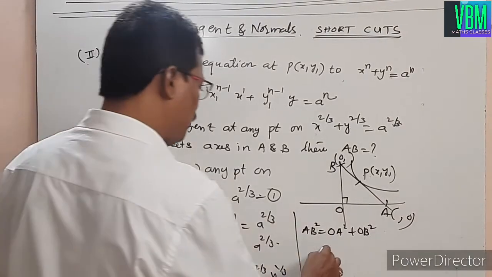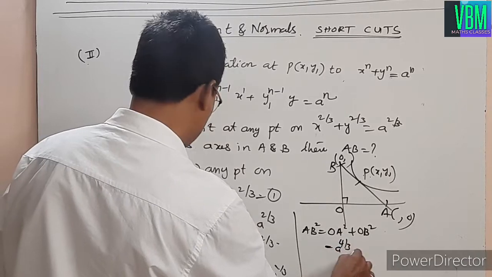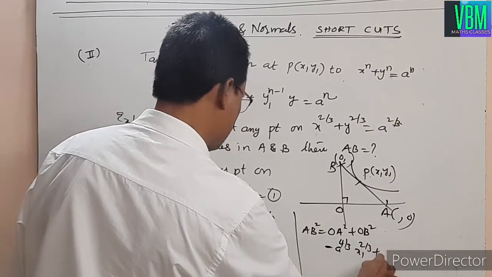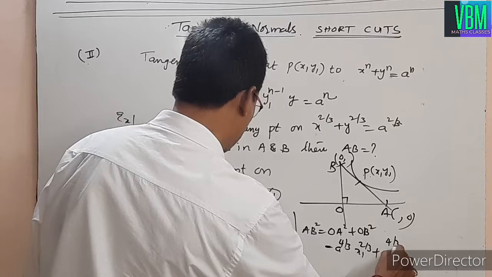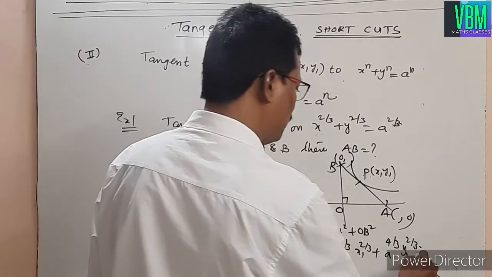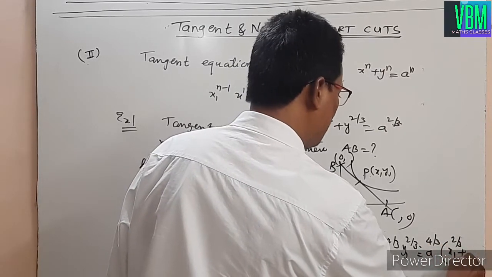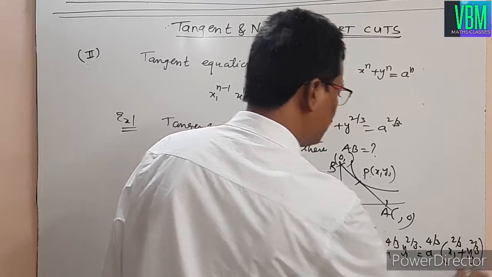And what is OA square? This is OA square: a power 4 by 3 x1 power 2 by 3, a power 4 by 3 y1 power 2 by 3. Therefore, a power 4 by 3 is common, x1 power 2 by 3 plus y1 power 2 by 3.